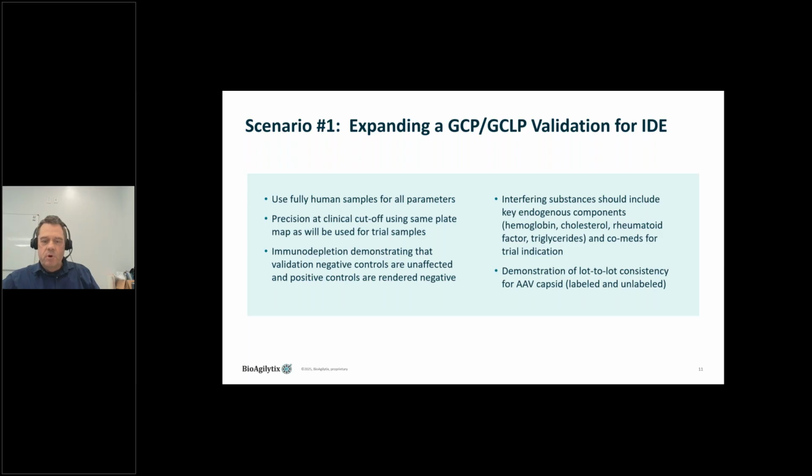Immunodepletion needs to be performed to demonstrate sample positive, negative status, interfering substances with key additional endogenous components, and co-medications for the trial indication, and also a demonstration of lot-to-lot consistency of AAV capsid, both unlabeled and labeled, are needed. Next slide, please.